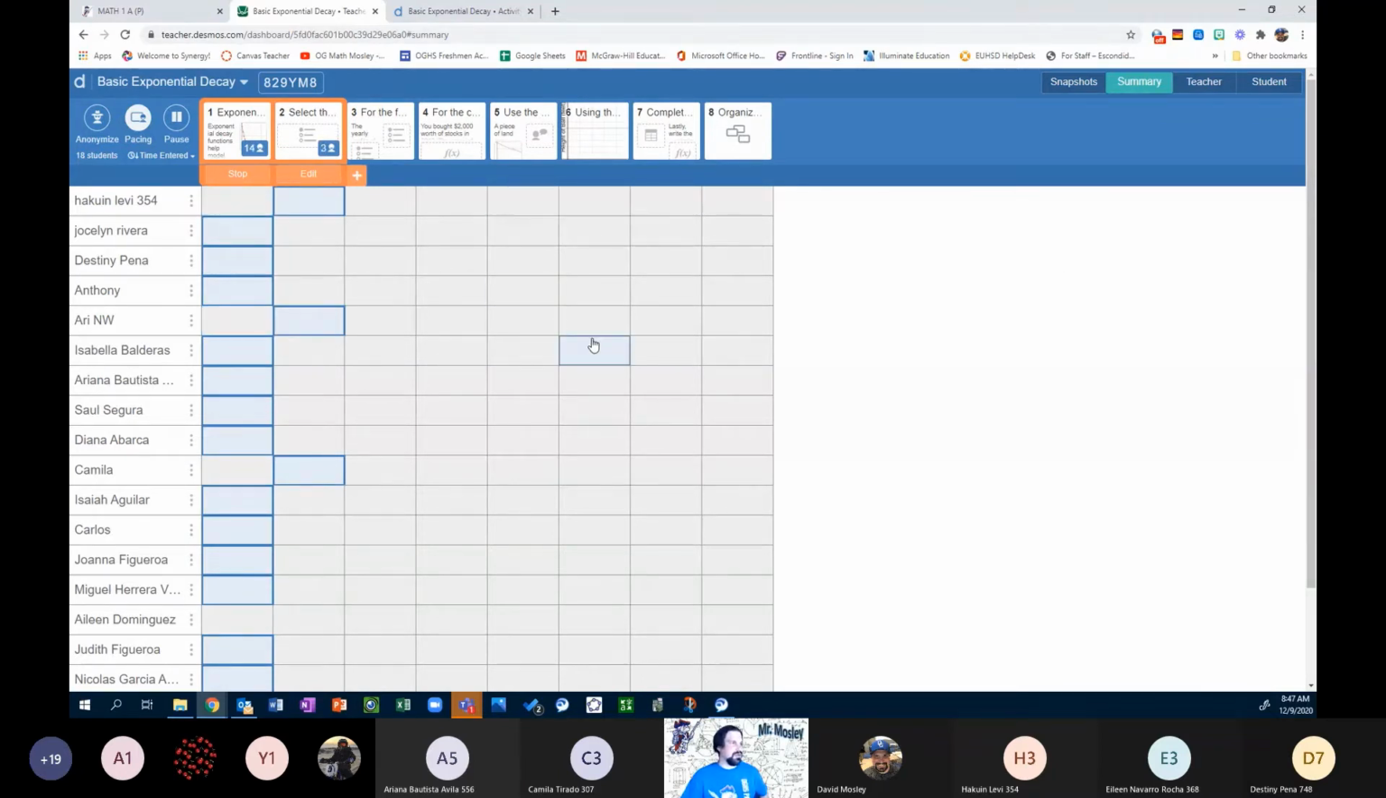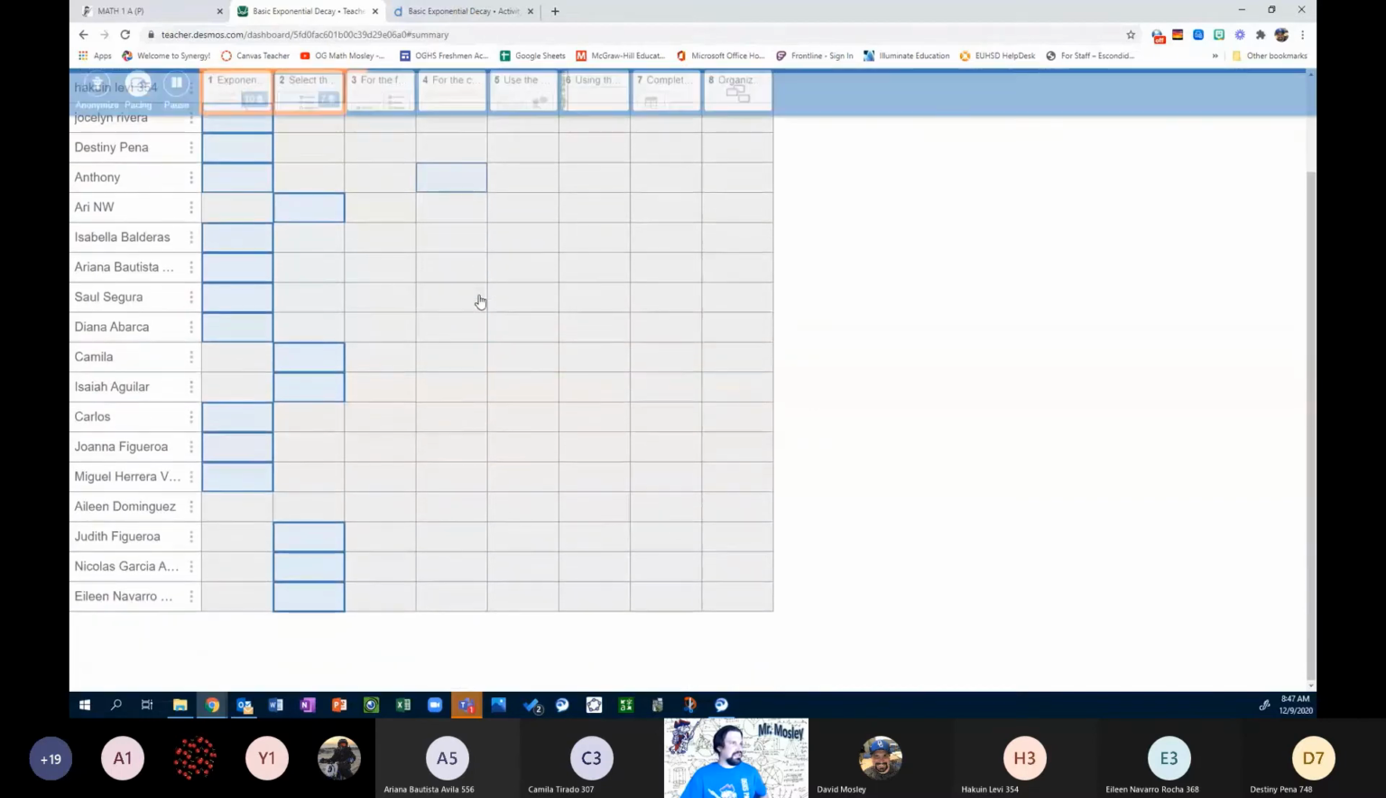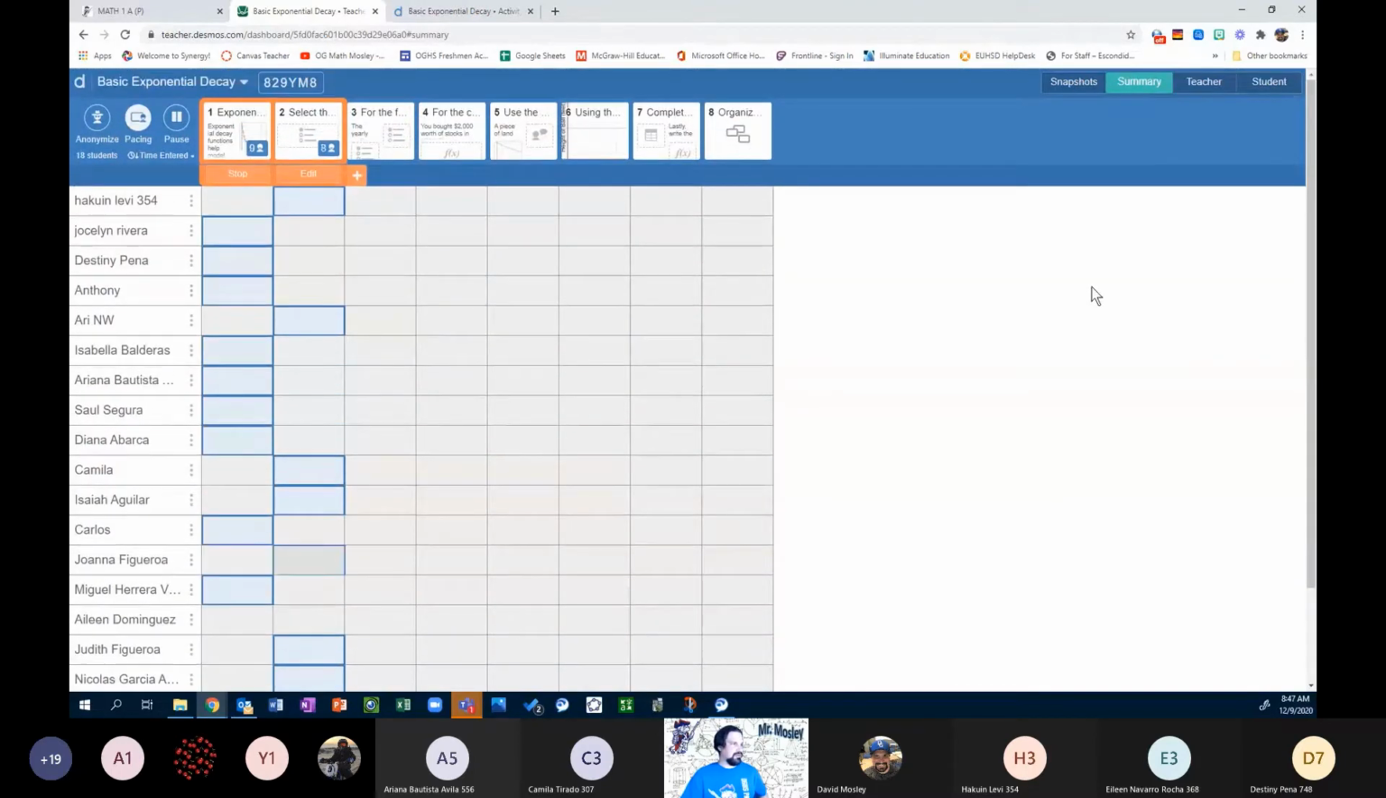Please select your responses. As you can see on the shared screen, I can see who's logged in, and I can see where you're at. So I can see that many of you have not moved on to the second screen. Move to the second screen.